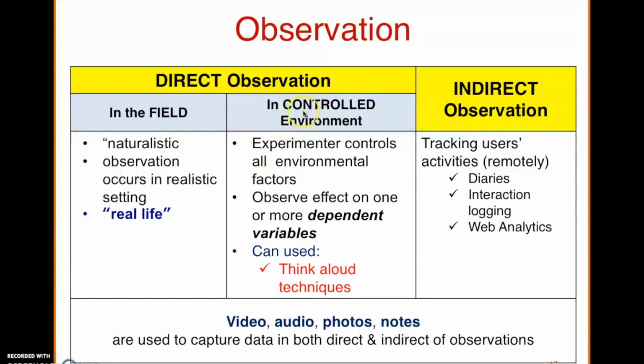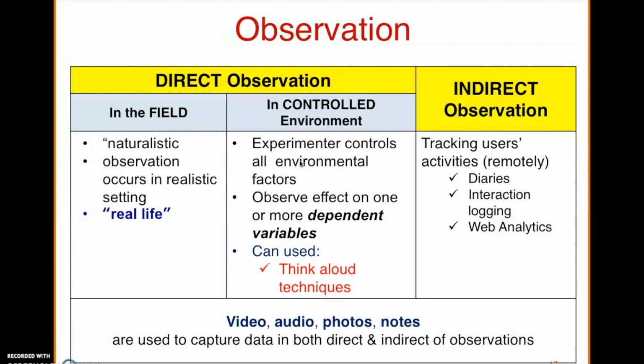Direct observation in a controlled environment is usually conducted in laboratory settings, because they want to control the environmental factors or technical factors and observe the effect on the dependent variable. For example, how fast users can download, upload or complete a task. Sometimes this depends on the speed of the internet connection. So in such situations, the evaluation has to be conducted in controlled settings to make sure that the internet connection is not an issue during the testing or evaluation.